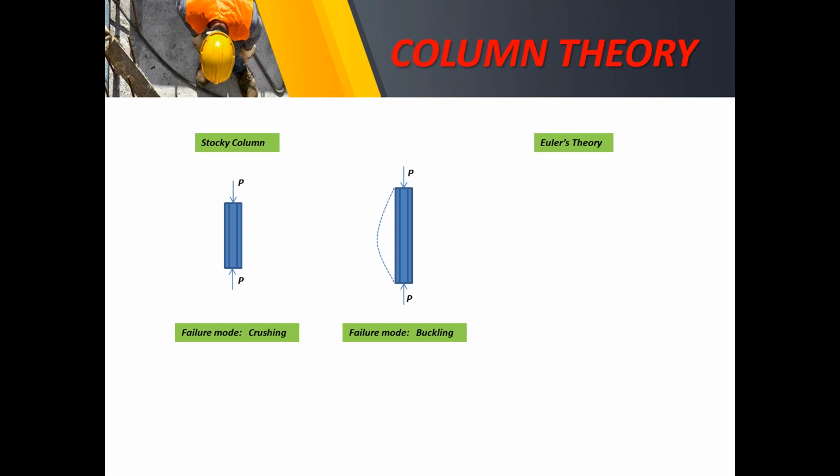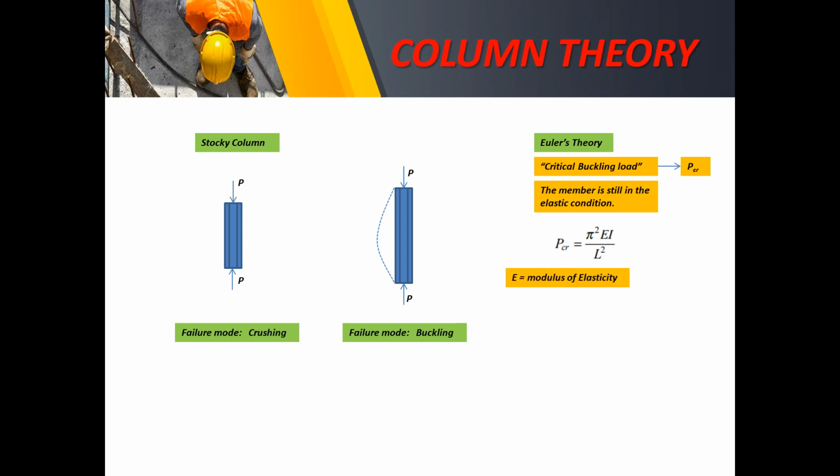So in the column theory, we have the Euler's theory, wherein it is proposed that we have a critical buckling load denoted by PCR. The load here is still in the elastic condition. So PCR is given by the expression pi squared EI all over L squared, where E is the modulus of elasticity, I is the moment of inertia along the principal axis, and L is the unbraced length.